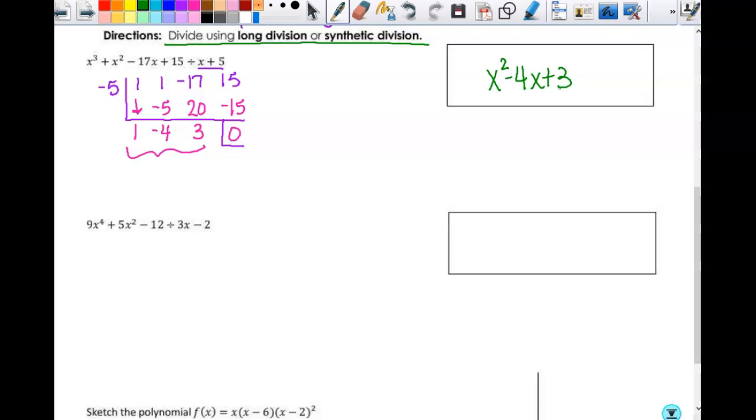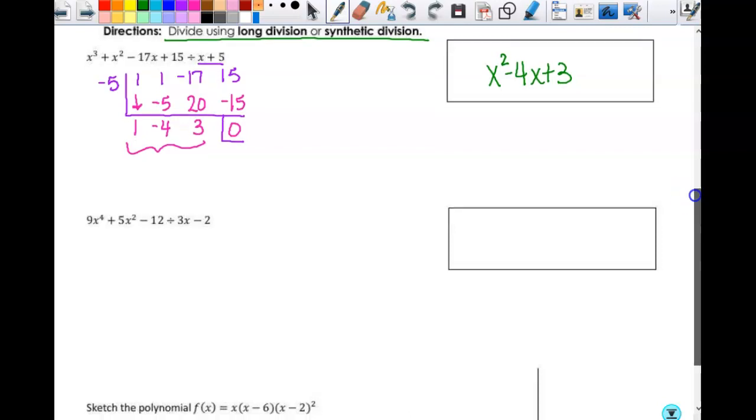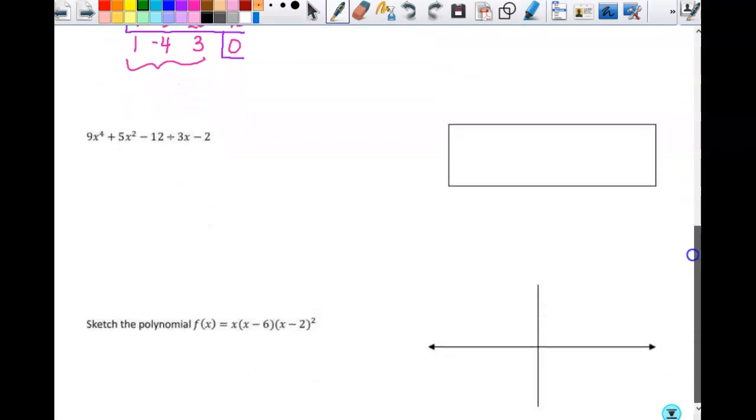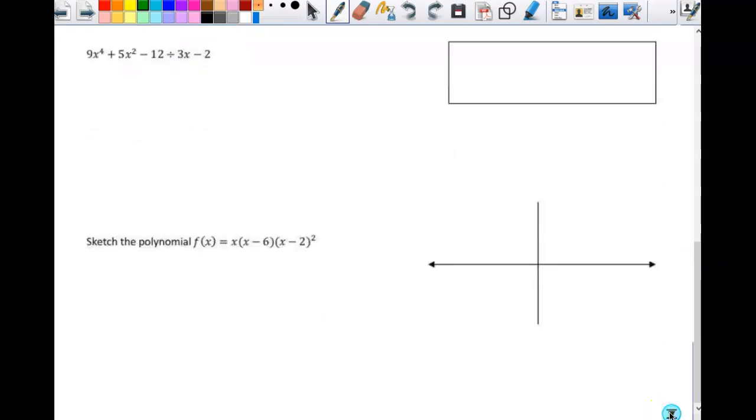So then on this next one, I'm going to divide here. Well, this doesn't fall under my general synthetic division rules, so I'm going to do long division here. I'm going to take 3x minus 2, and it's going to divide into 9x to the 4th. I'm missing an x cubed term, so I'm going to put plus 0x cubed plus 5x squared minus, oh, and look, I'm missing an x there also, so I'll put plus 0x and then minus 12.